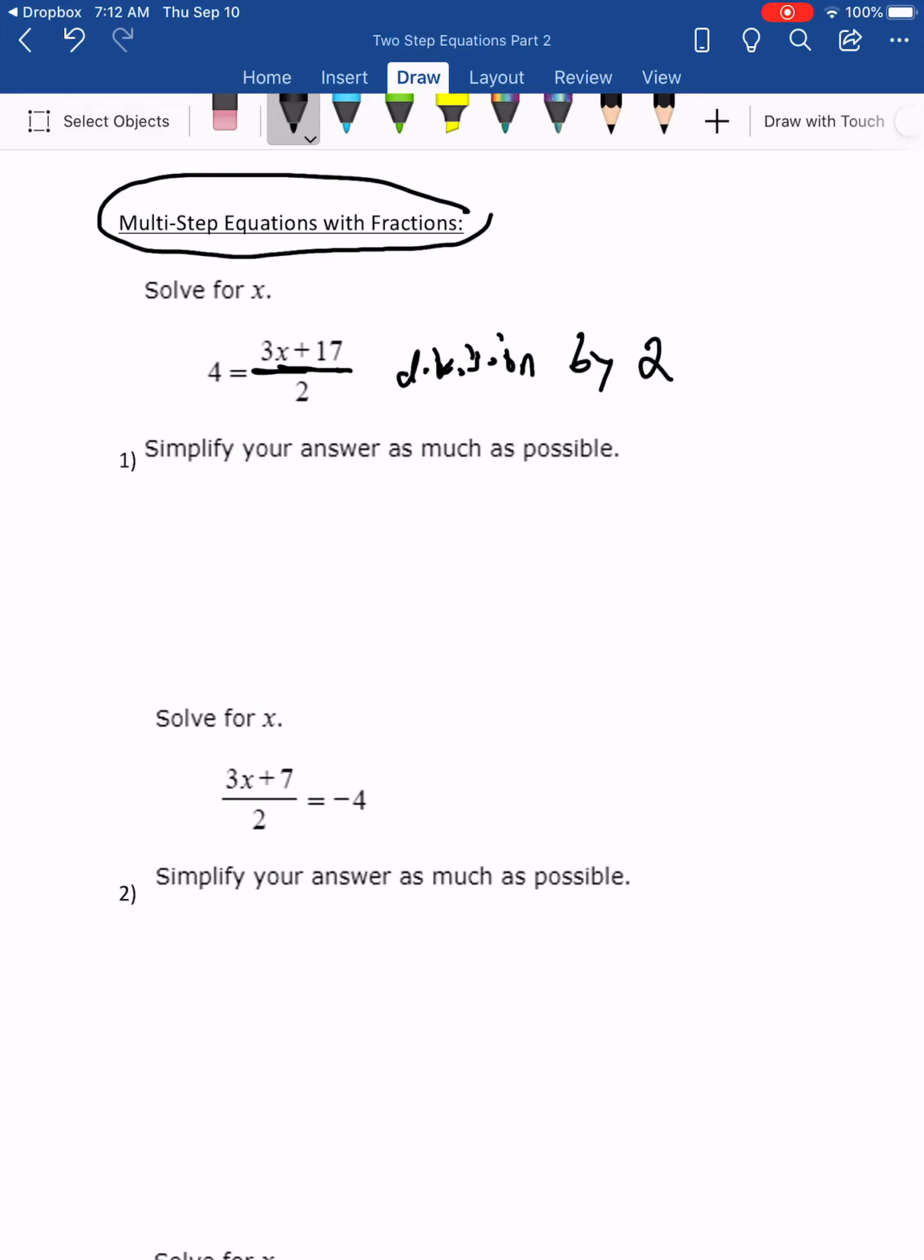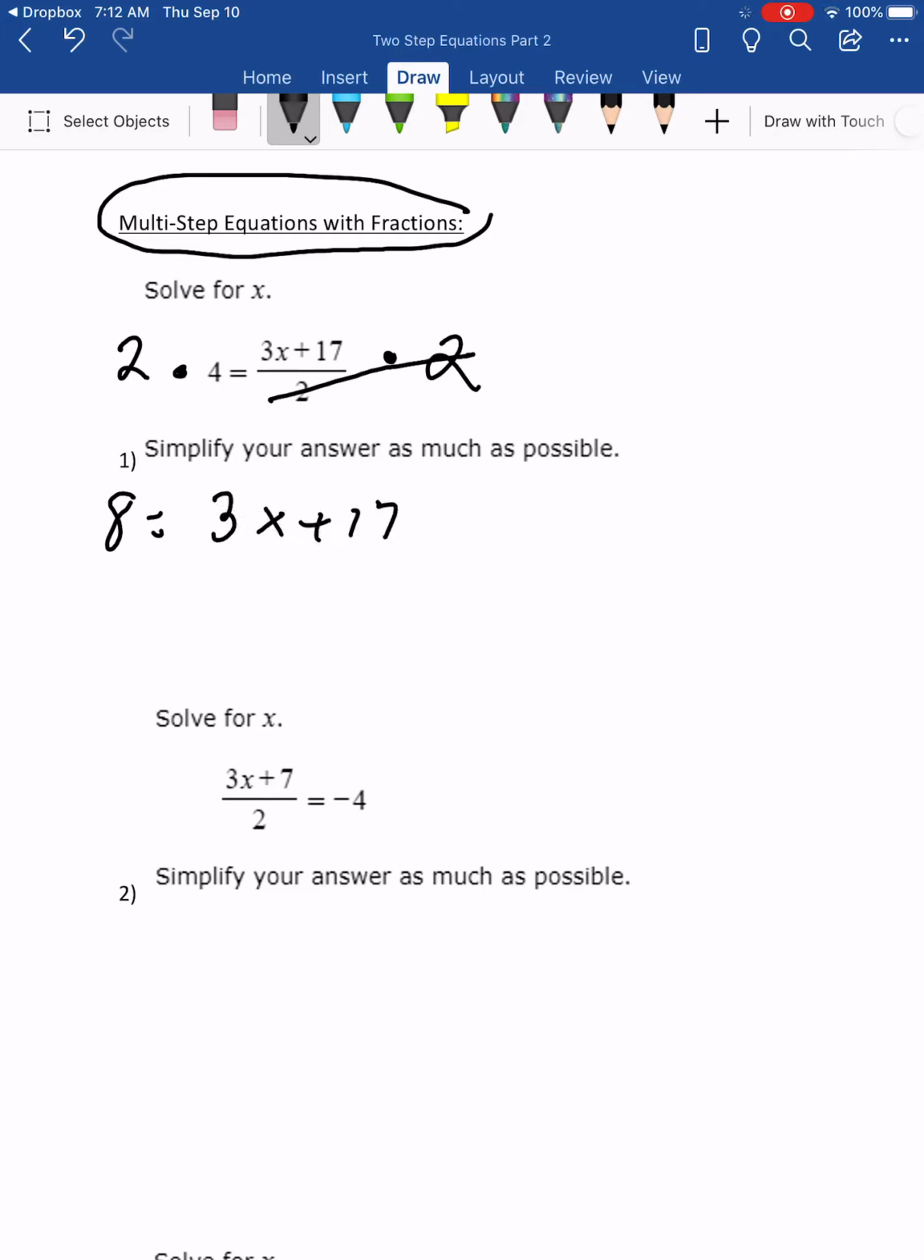Multiplication by 2. The opposite or inverse of division by 2 is multiplication by 2. So we're going to multiply the right side by 2, and whatever we do to the right side has to be done to the left side. Okay, so left side, 2 times 4 is just 8. On the right side, the two 2's are going to cancel. So we're just going to have 3x plus 17.